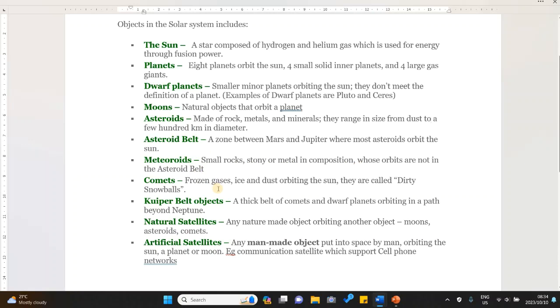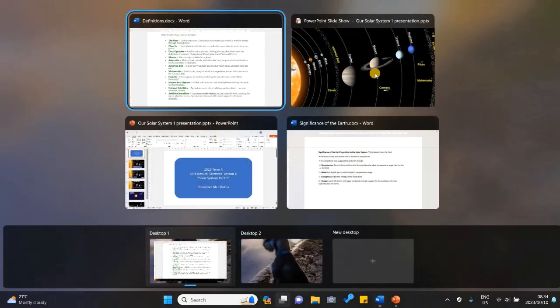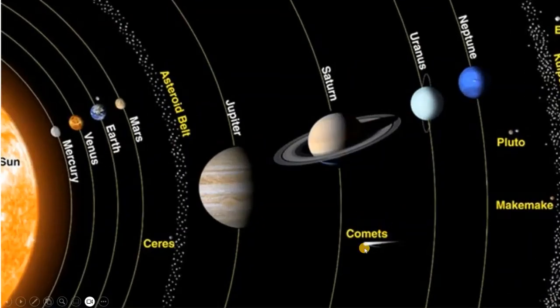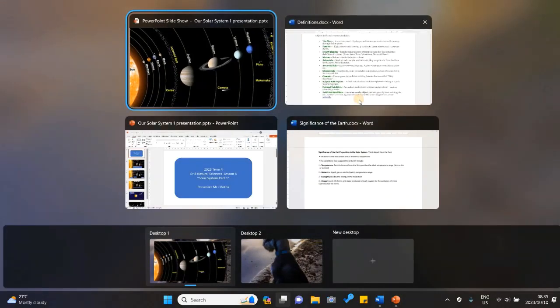Then we've got comets. Comets are frozen gases or ice and dust orbiting the sun, and they are called dirty snowballs. Let's look at the picture and find, over here we can see a comet. You can see that little line there. So a comet also orbits around the sun, and it's got a little tail which always points away from the sun. And we talk about a dirty snowball or a comet.